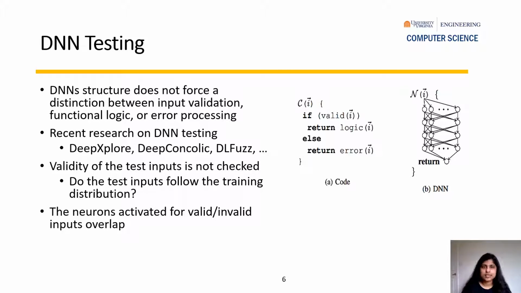Recent research on testing DNNs such as Deep Explore do not check the validity of the test inputs that they generate. Our study indicates that they generate a large number of invalid inputs. Also, the various testing techniques measure test coverage based on the number of neurons activated. However, the same code will be exercised for both valid and invalid inputs. In other words, there will be some overlap in the neurons activated for valid and invalid inputs. In such case, invalid inputs can inflate the test coverage.